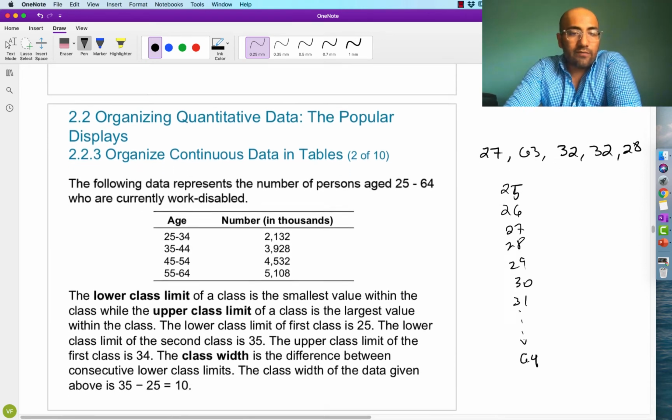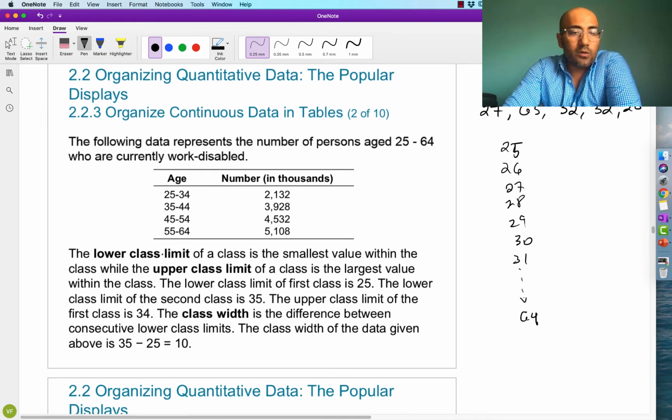Good. A few definitions. Lower class limits. So within each class, right? Each one of these is a class.